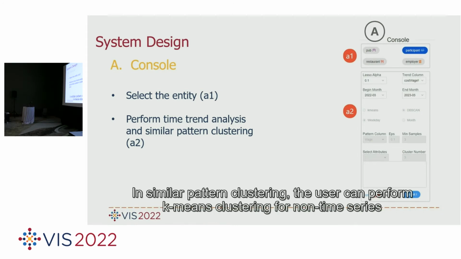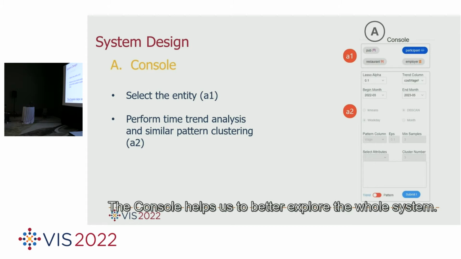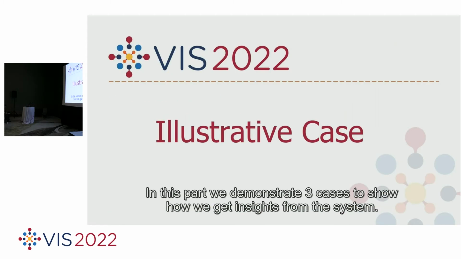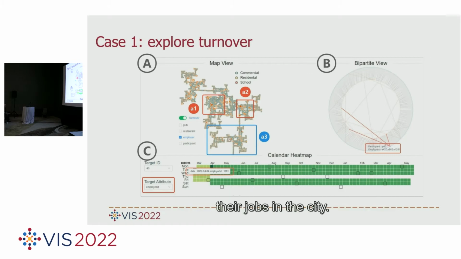In similar pattern clustering, the user can perform k-means clustering for non-time series attributes or DBSCAN clustering for time series attributes. The console helps us to better explore the whole system. In this part, we demonstrate 3 cases to show how we get insights from the system. Through Map View, Bipartite View, and Calendar Heatmap, users can observe how people change their jobs in the city.